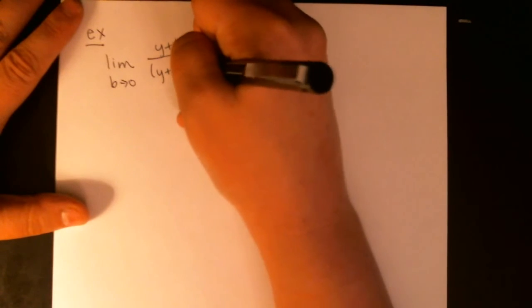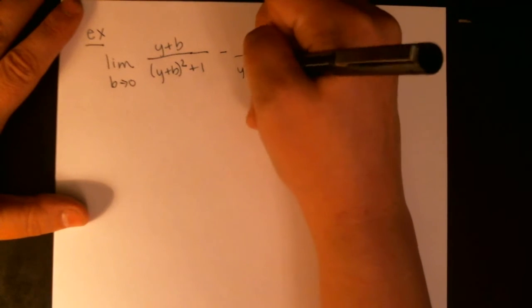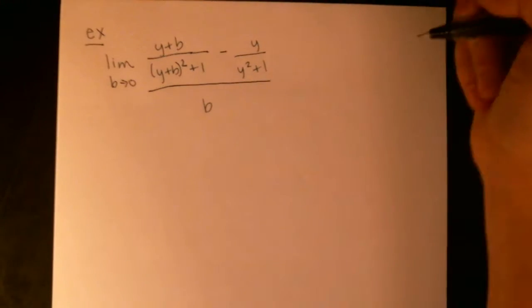Hi everyone, let's work on another find limits algebraically example. Let's make it a little messier. I've got a couple that are really messy here and then we'll move on. So let's take the limit as b approaches 0 of (y plus b over (y plus b) squared plus 1 minus y over y squared plus 1), all divided by b.